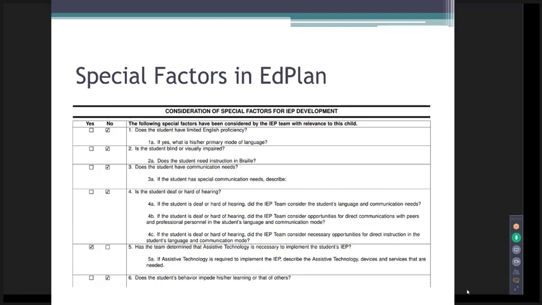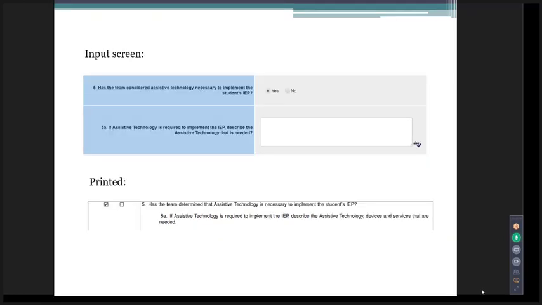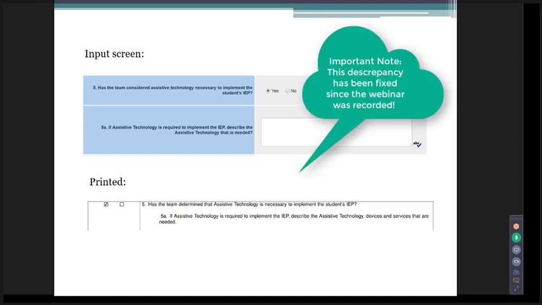Now, what I want to point out, unfortunately, there's a little bit of a discrepancy. PCG hasn't gotten everything updated yet. So when you're on the input screen, you're going to see the question on number 5, has the team considered assistive technology necessary to implement the student's IEP? And in most cases, well, in all cases, you really should answer that type of question yes, because you've considered it. So yes, you've considered it.